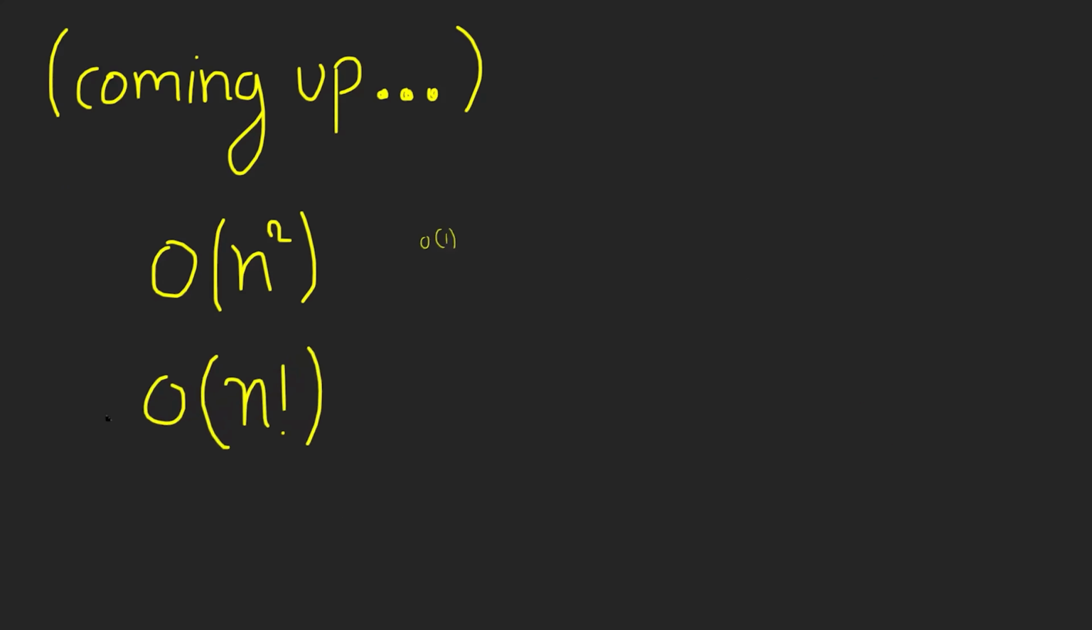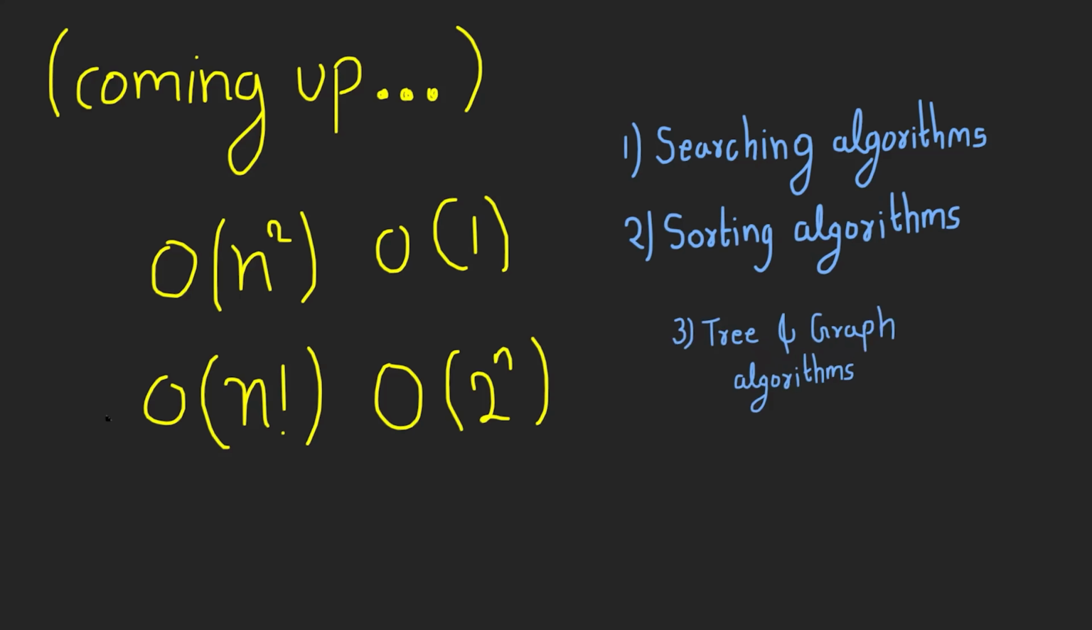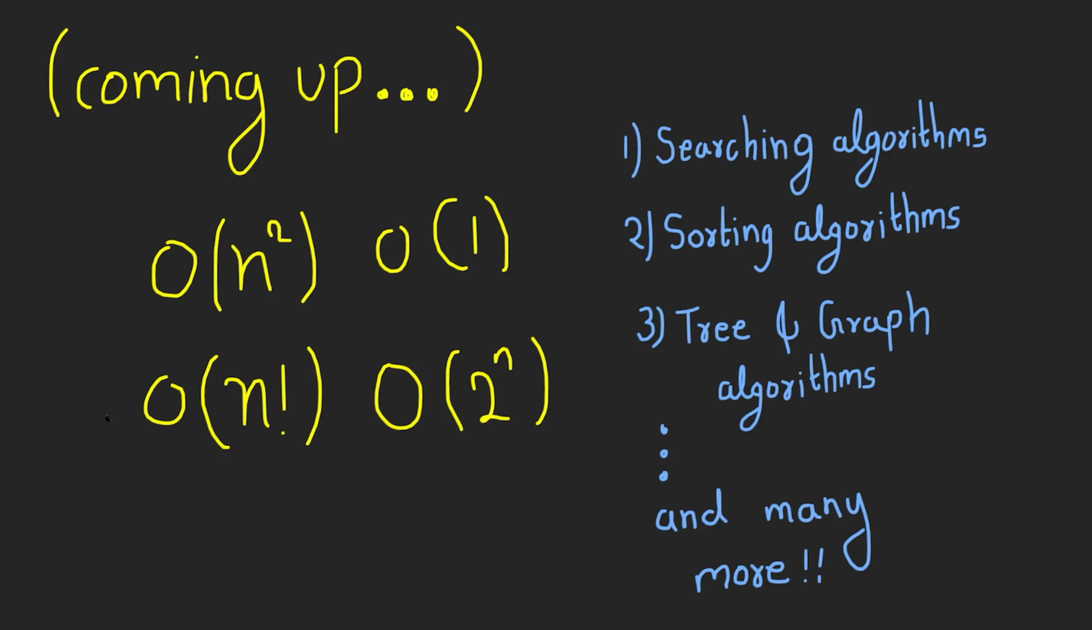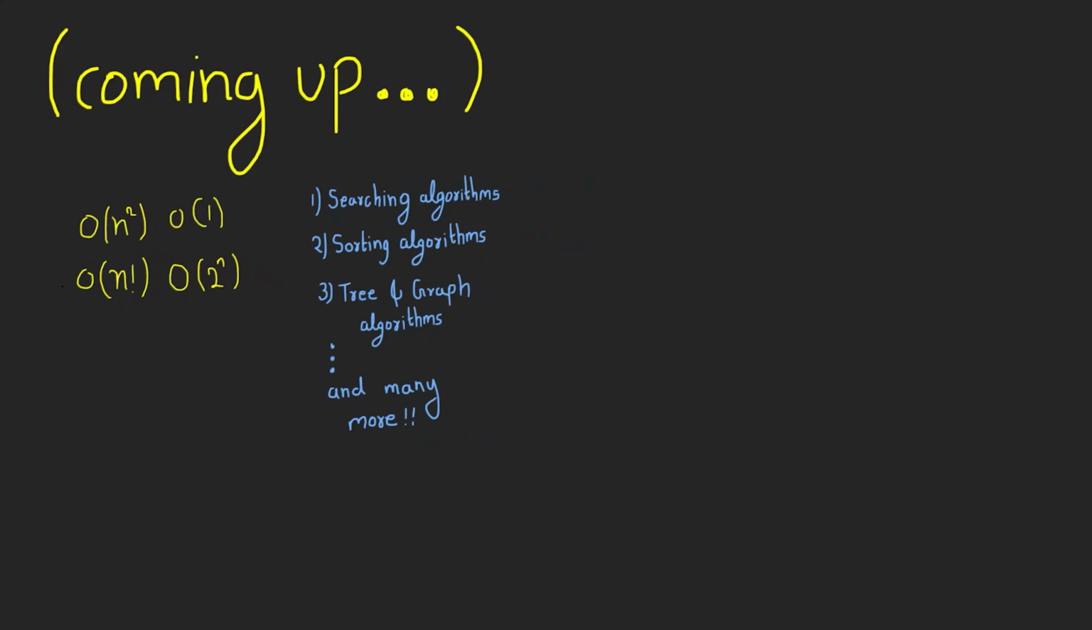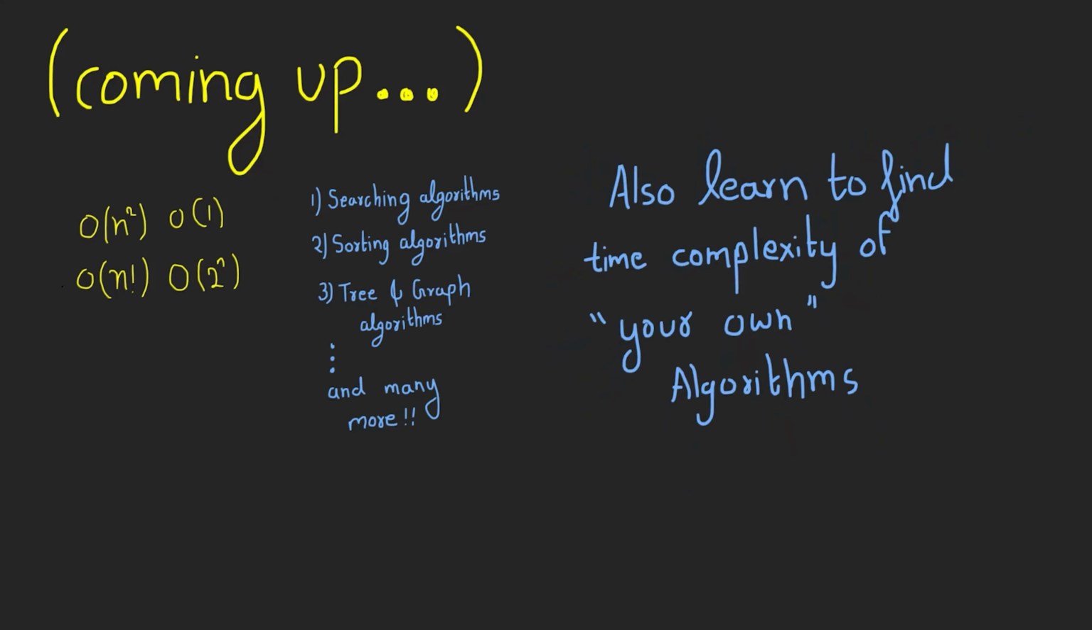like O of n squared, O of n factorial, etc. We'll see what the time complexity is for some famous algorithms, and we'll also look into how you can find the time complexity of your own algorithm.